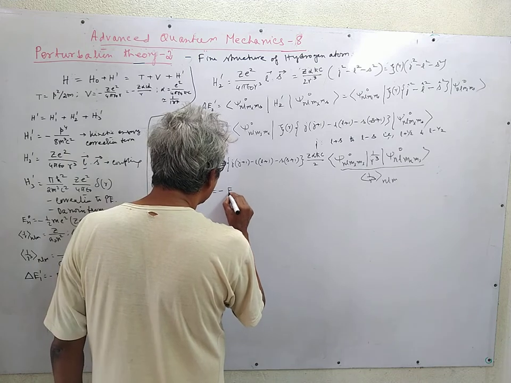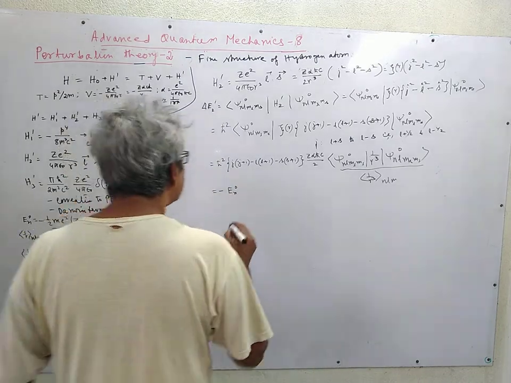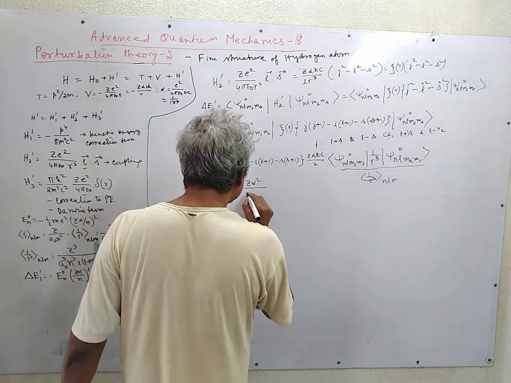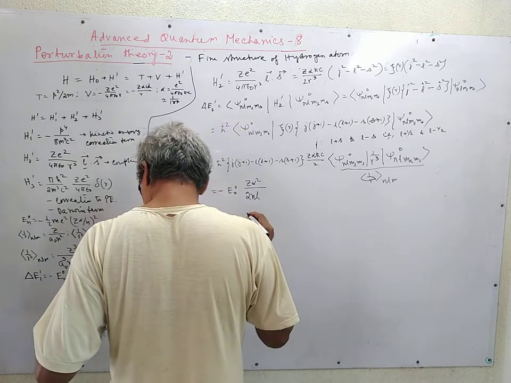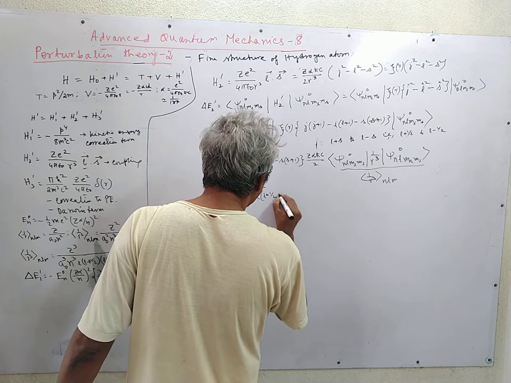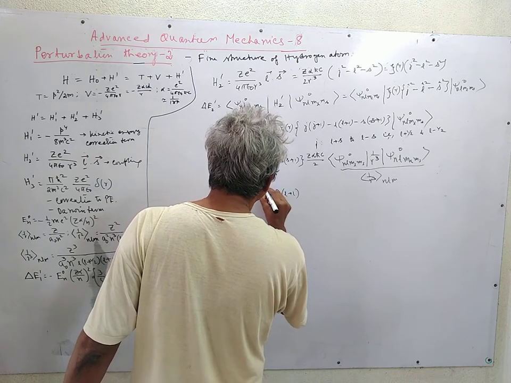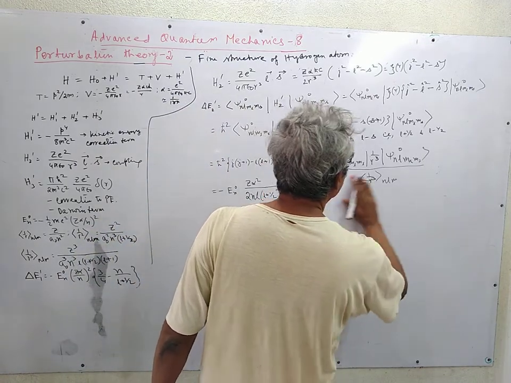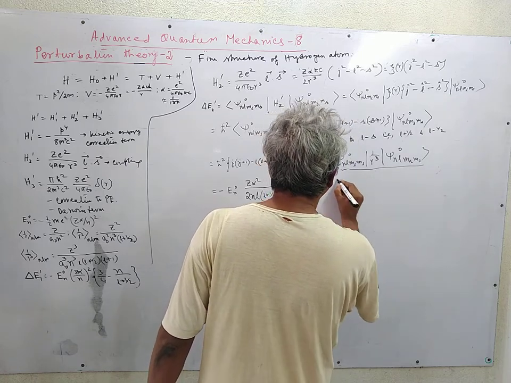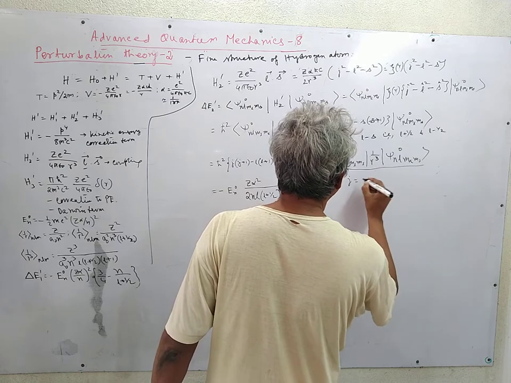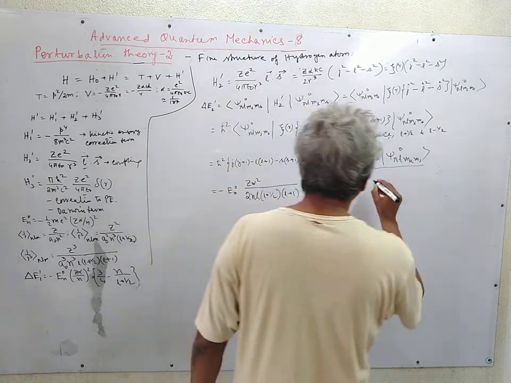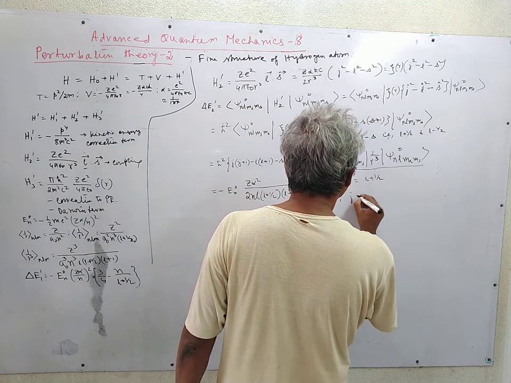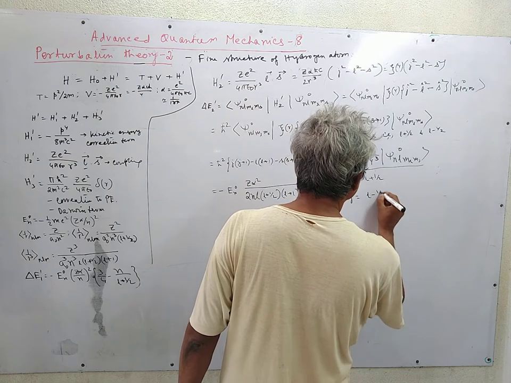And on simplification, this result comes out to be minus En0 Z alpha square, over twice N L into L plus half into L plus 1, times L for J equal to L plus half, and minus L plus 1 for J equal to L minus half.